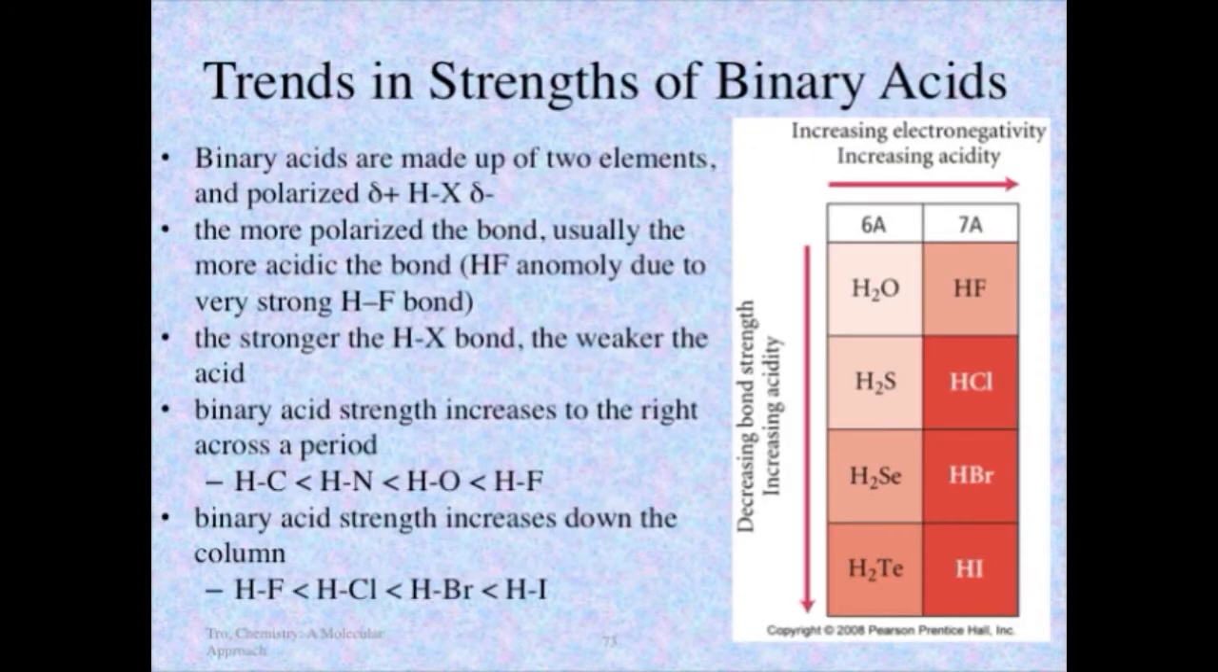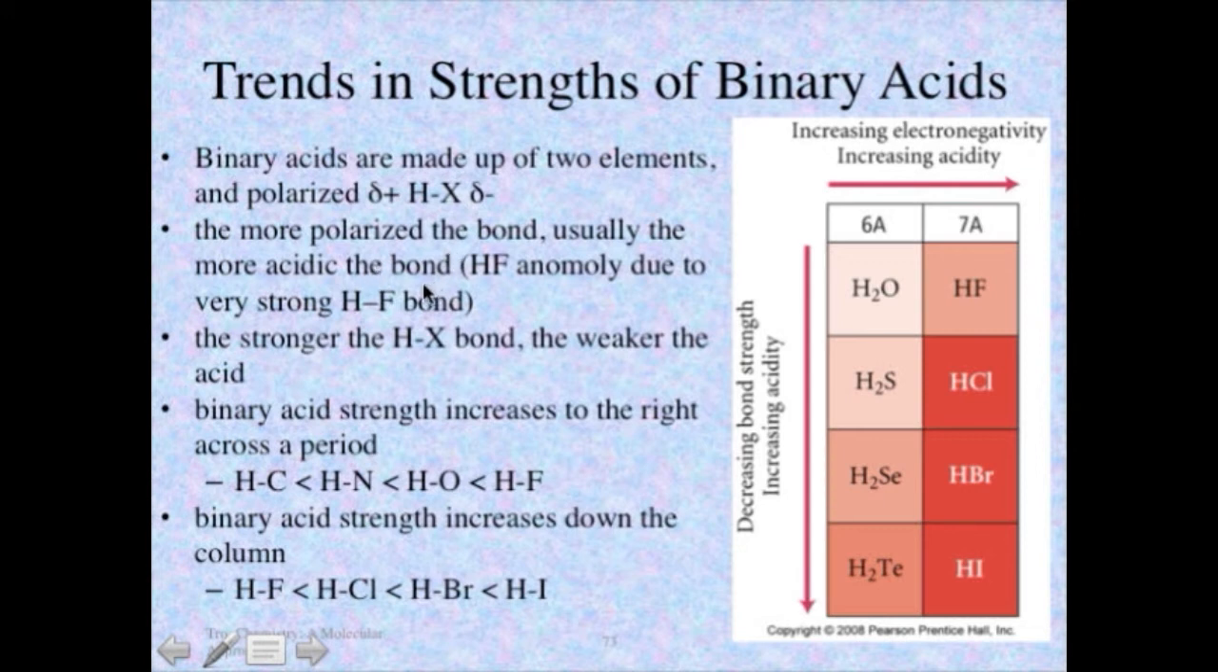Trends in the strengths of binary acids. Well, binary acids are made up of two elements and polarized this way, in which the hydrogen is slightly positive and the anion is slightly negative. The more polarized the bond, usually the more acidic the bond is.